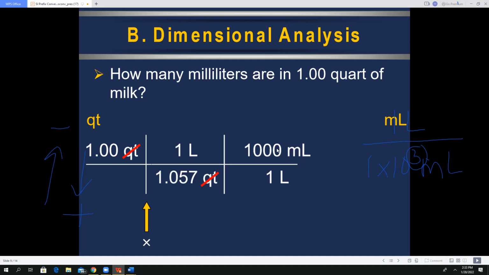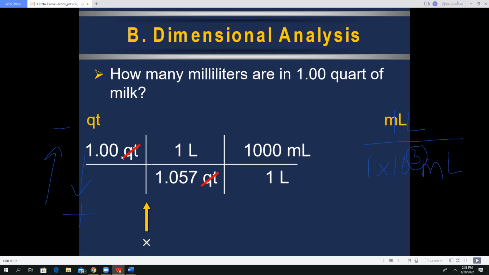Okay, so what you would have to do would be multiply 1 times 1,000 and divide it by 1.057. So if you were to do it by multiplying it times 10 to the third, like we said, then it would be okay, because 1 times 10 to the positive 3, divided by 1.057, is going to give me exactly the same number, which is 946.